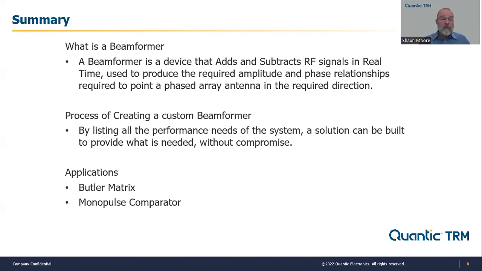The two applications that I spoke of today are by far not the only ones. There are many that we can go through, but two of the ones that we find are the most popular are the Butler matrix, which generates a series of simultaneous beams, as well as the monopulse comparator, which is used for tracking systems. So those are just two applications. There are lots, and we enjoy building them all. It's always a challenge.